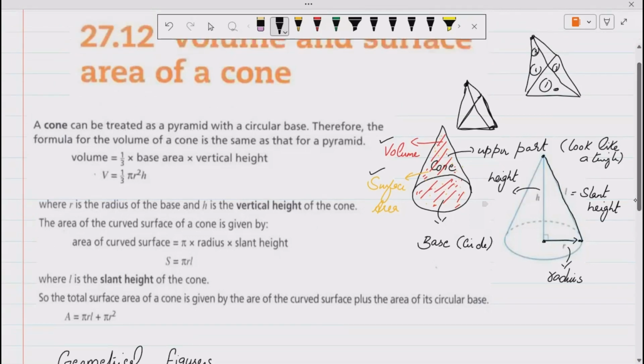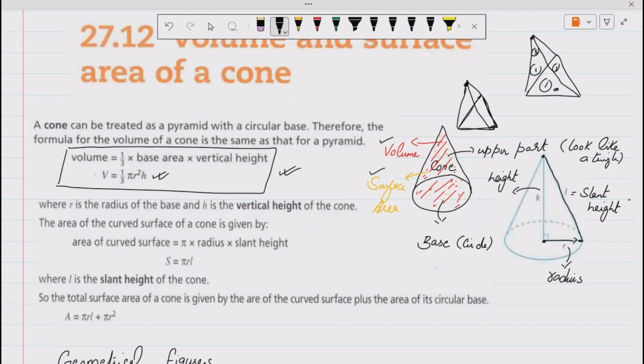So the formula of volume is again really simple: 1 upon 3 times the base area and the vertical height. So actually volume is 1 upon 3 pi r square h. So we have to square the r, multiply with h, and with the factor 1 upon 3. So this is the volume of a cone. You only have to remember this.